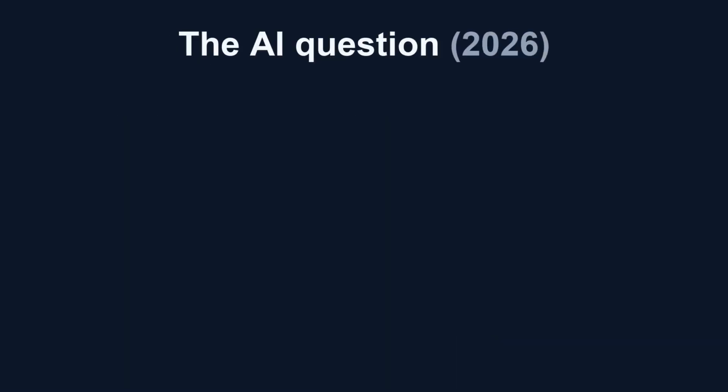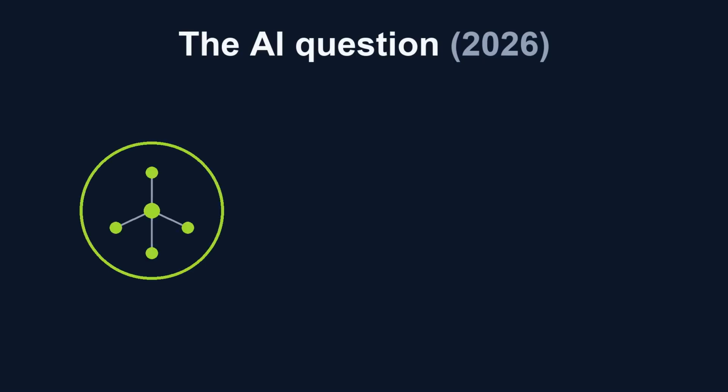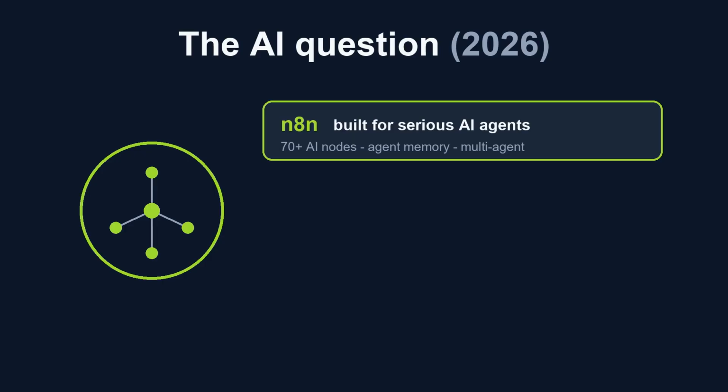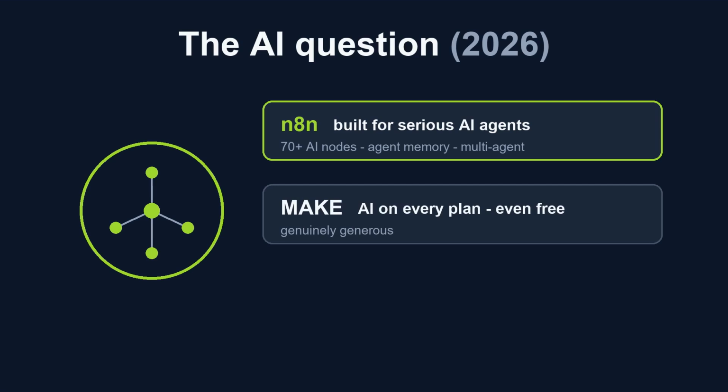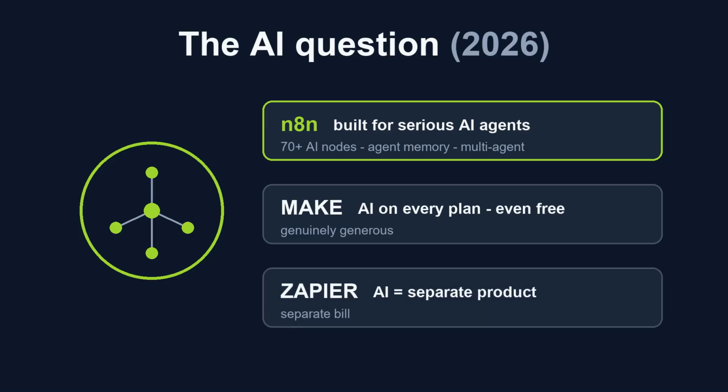And in 2026, the question everyone actually asks, which one is best for AI? Honest answer, n8n, and it's not close right now. The n8n 2.0 release added over 70 dedicated AI nodes, persistent agent memory, and multi-agent orchestration. It's the only one of the 3 built to run serious AI agents, and the only one that can run against a model on your own machine. Make includes AI features on every plan, even free. That's genuinely generous. Zapier's AI agents exist, but they're a separate product with a separate bill.